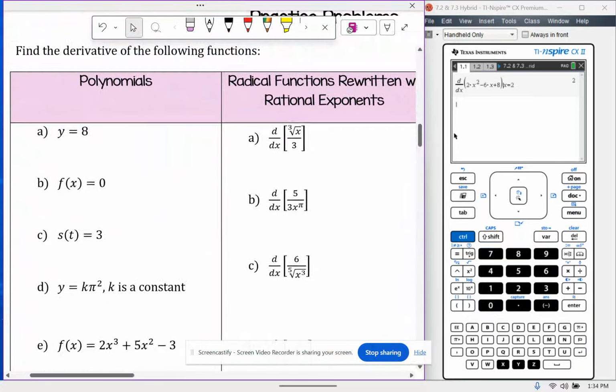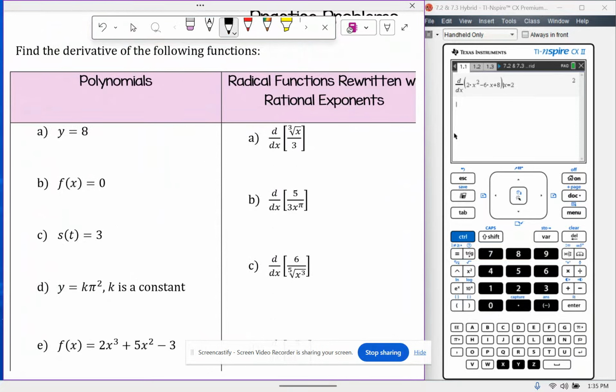Find the derivative of the following function. The directions are written, so we don't have the d over dx. But sometimes you have it, sometimes you don't. You just have to read the directions. So I wanted you to see both cases, right? So find the derivative of the following functions.